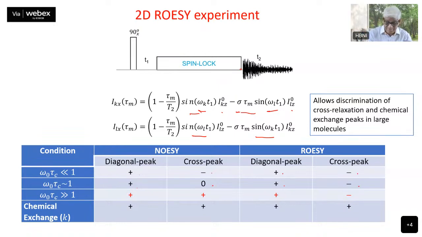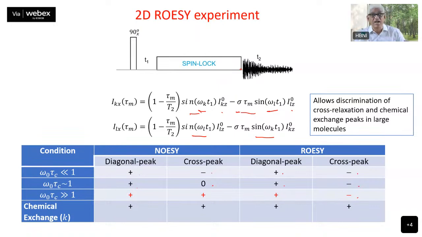Most interesting thing is this. Omega naught tau c much larger than 1. This is a large molecular situation. The diagonal and cross peak are both positive in the NOESY spectrum. And in the ROESY spectrum, diagonal is positive, cross peak is negative. So therefore, when you are dealing with a large molecule, the NOESY spectrum will not allow you to figure out which is the exchange peak and which is a cross peak. So that becomes a limitation there. You will have difficulty in identifying which is an exchange peak and which is a NOE peak.